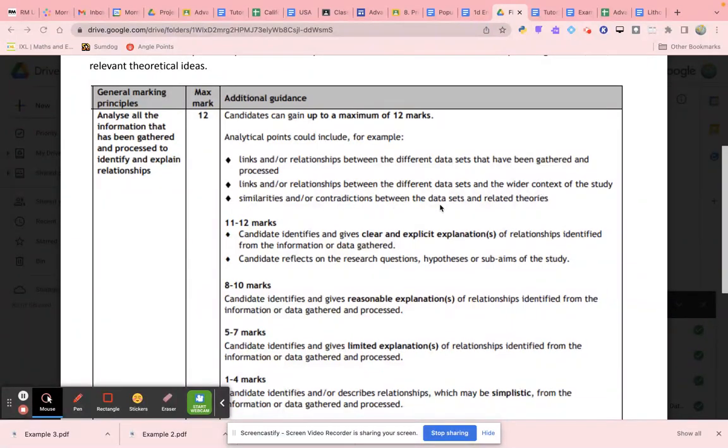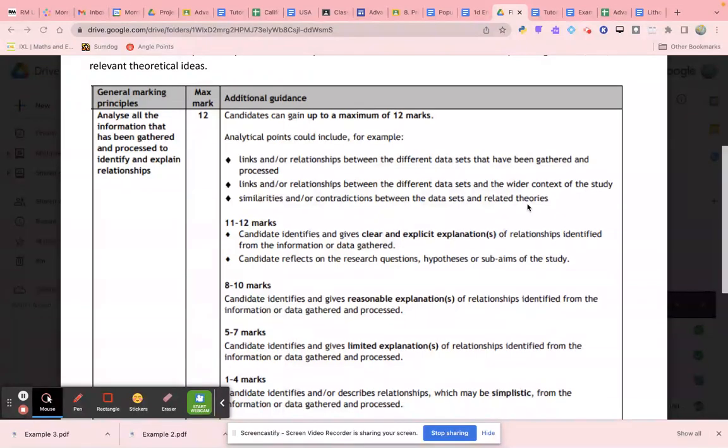Finally, similarities and contradictions between datasets and related theories. So what should that look like? Well, this is where you connect a result that you have discovered to an actual piece of background research that you unearthed in the chapter called background research.